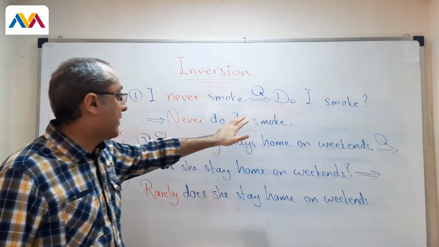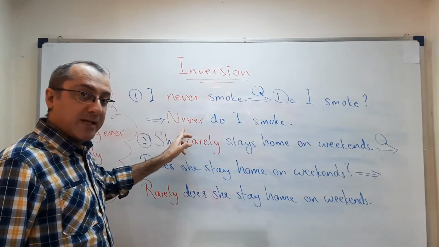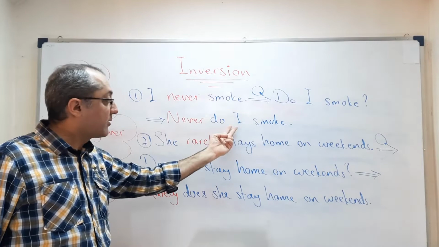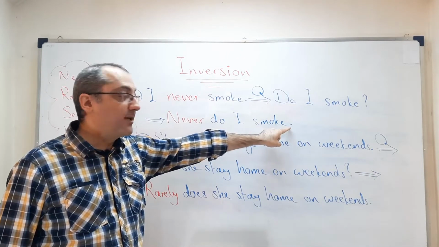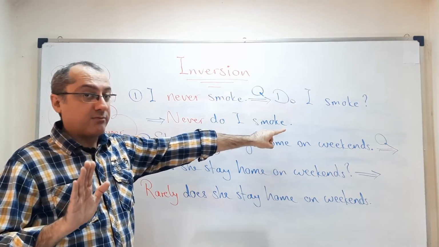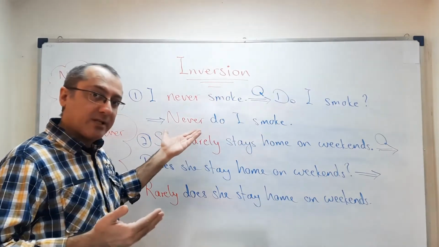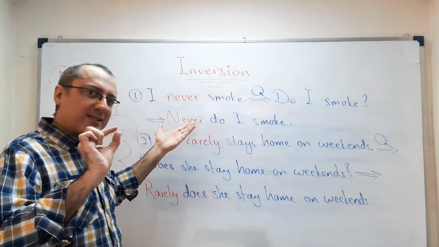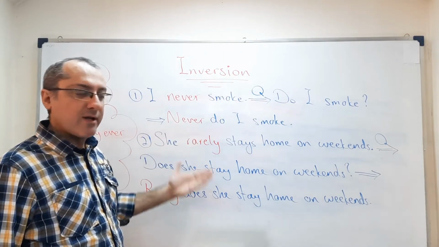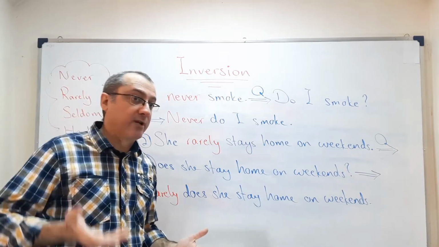So this is the question. Now you take the question, put never at the beginning, and now: never do I smoke. This is your sentence. It looks like a question, but as you can see, at the end of the sentence we have a period or a full stop, not a question mark. Now, when you read the sentence, make sure you put a little stress on the word never, on the negative word. Never do I smoke. You see, it doesn't sound like a question.